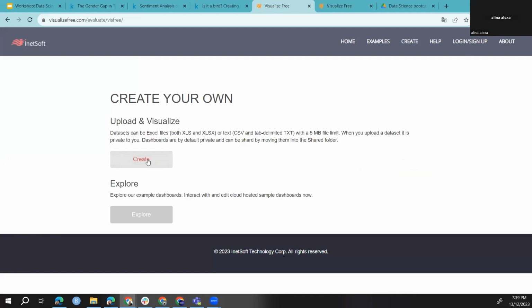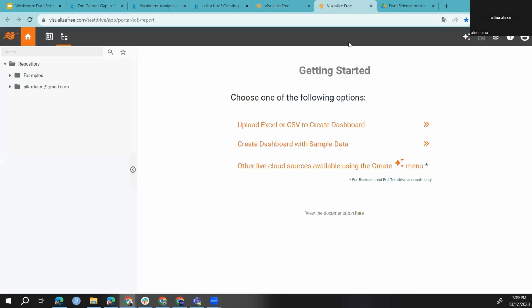Yeah, the create, not exploring. And then once you press create, you're going into this page here. Let me know, Chelsea, if you were able to get to here. Or I can show and then I can repeat the steps again, yeah?